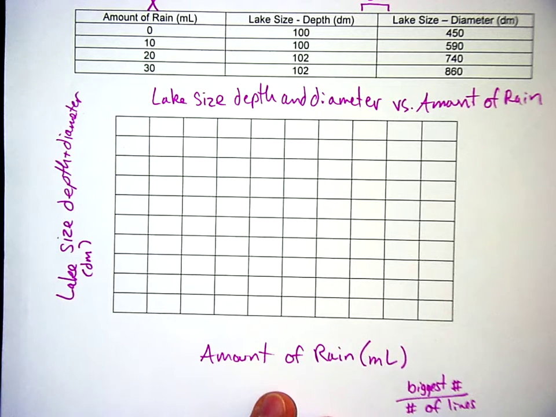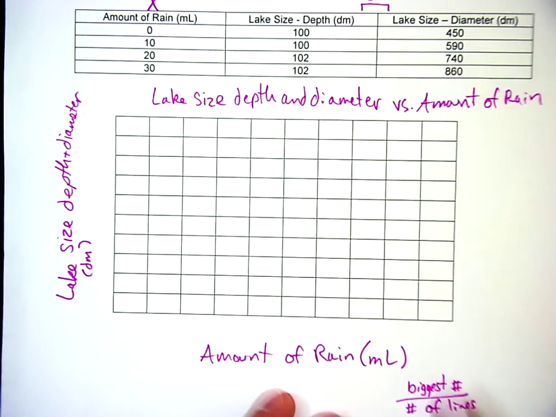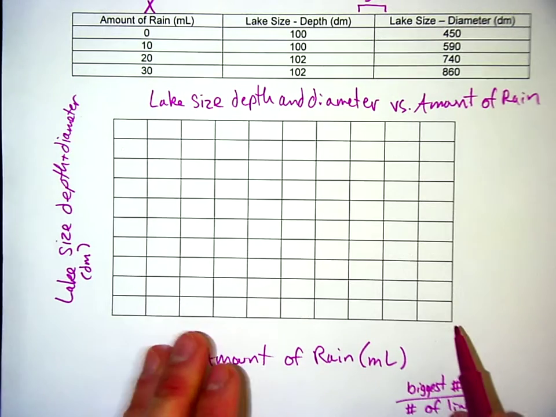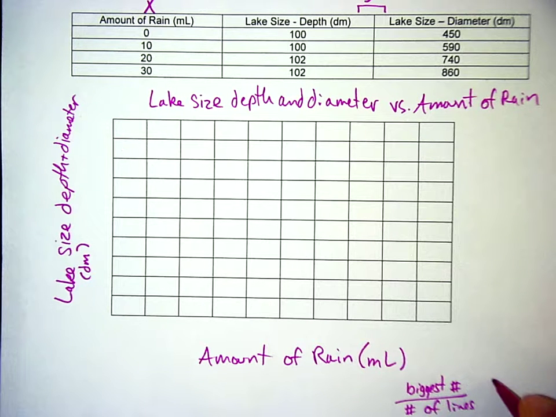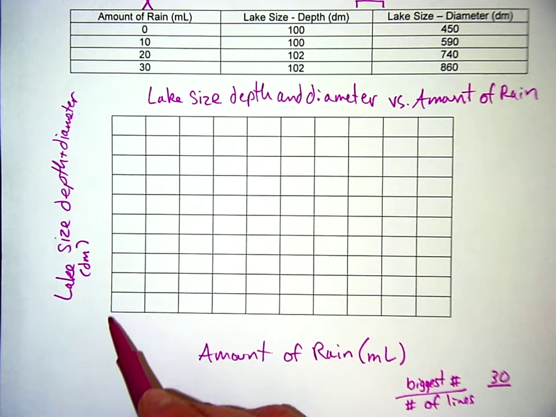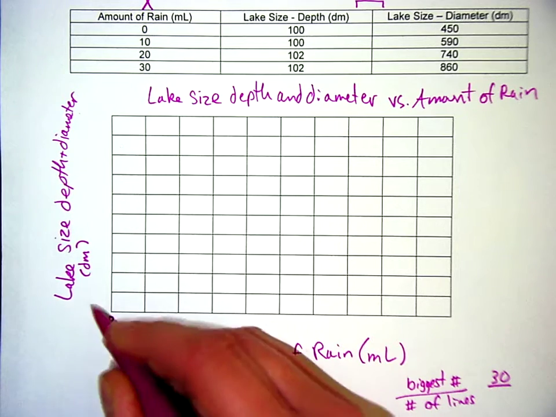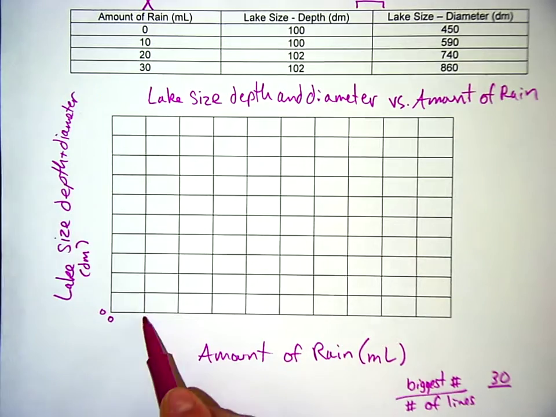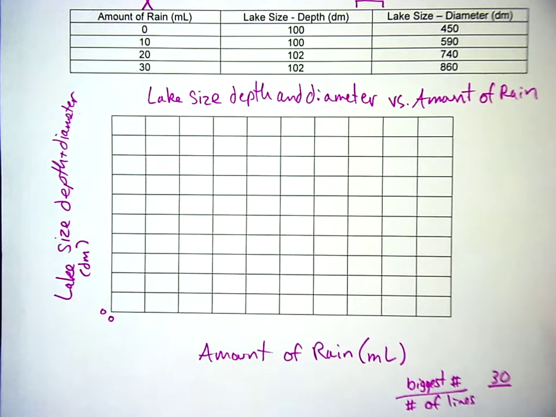For the amount of rain, our biggest number is 30. We need to make sure that range of data can fit on the axes. So we take 30 and divide it by the number of lines. On the x-axis, we don't count the first one because that one usually will be 0 unless you're told otherwise. So we have 1, 2, 3, 4, 5, 6, 7, 8, 9, 10. So 30 divided by 10 equals 3.